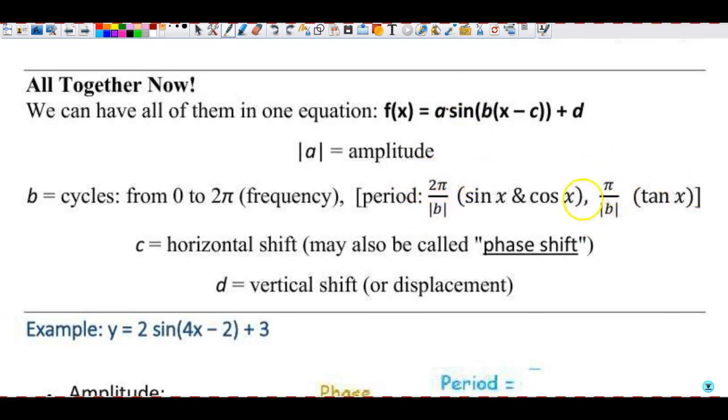And then tangent's a little bit different here. To figure out what the period is, that's the part that we're normally more concerned with: how long does it take before it repeats. Then after B is factored out, that's super important, what you have in here is your C, that's your horizontal shift. It's called a phase shift for the trig stuff, but it works as your horizontal shift that you're used to. And then D is your vertical shift or your displacement.